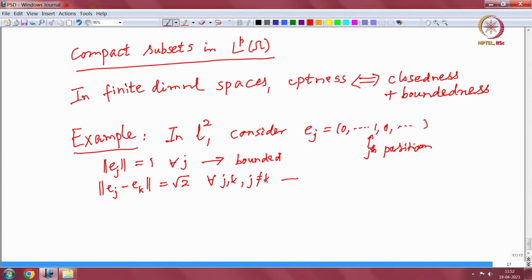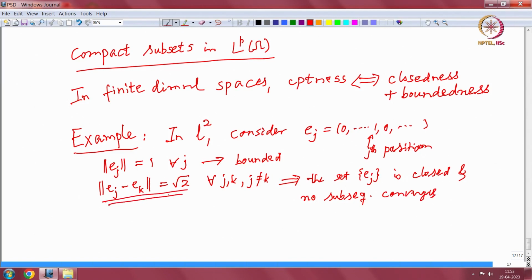That shows both things: the set e_j is closed, and no subsequence converges, because their distance is always root 2. Hence this set e_j is not compact.